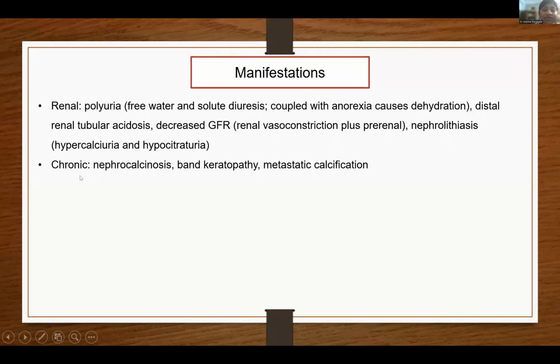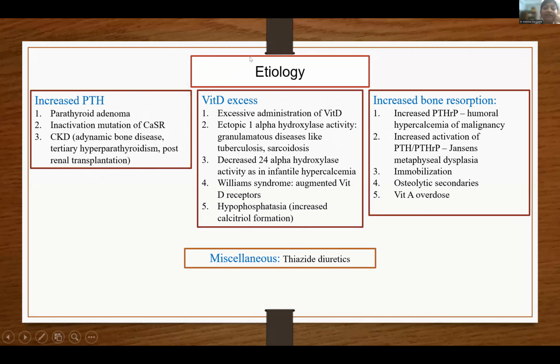Chronically, if a child is hypercalcemic, it will lead to calcium deposition in various tissues. So it will result in nephrocalcinosis, band keratopathy, and it can result in metastatic calcifications elsewhere. So what are the various conditions that can give rise to hypercalcemia? One is due to increased PTH. PTH increases calcium secretion. So if PTH is increased, there will be an increased amount of calcium in the serum.